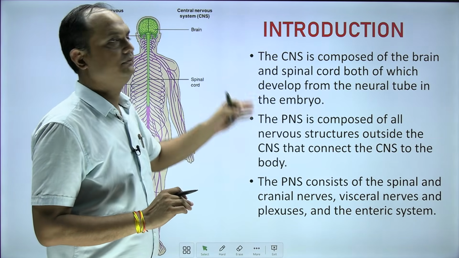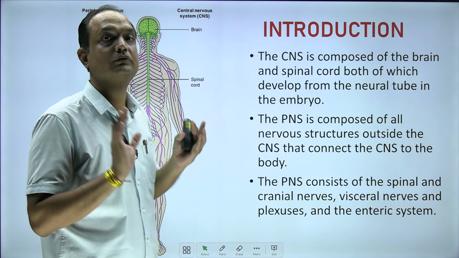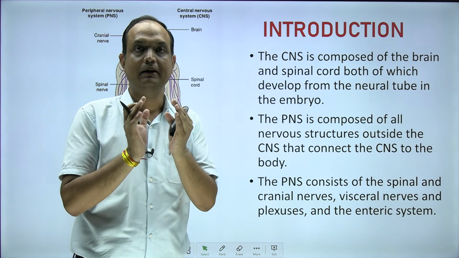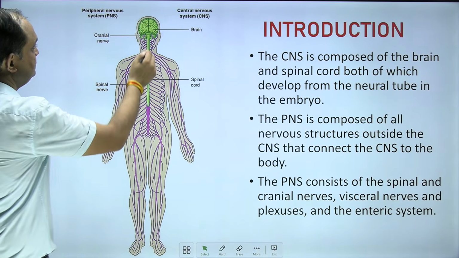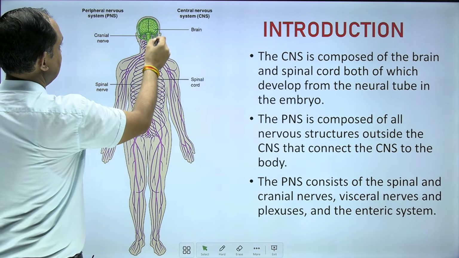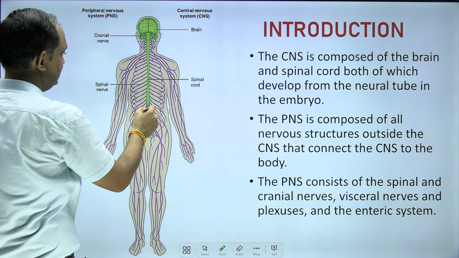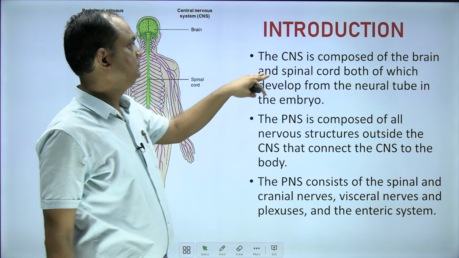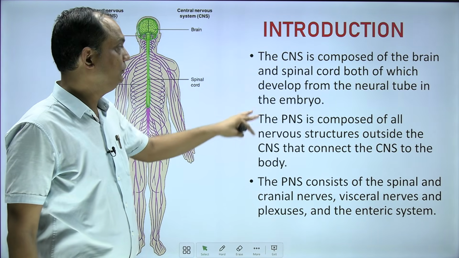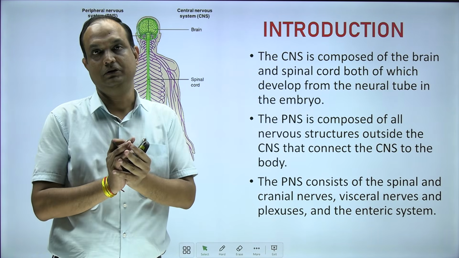Now the central nervous system, as you know, is composed of two parts. One is the brain and the second is the spinal cord. In this image, the green colored areas, which are the centrally placed areas, are the central nervous system. Both of these develop from the neural tube, when you are talking about embryology.